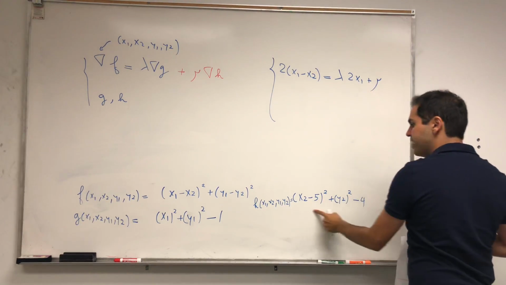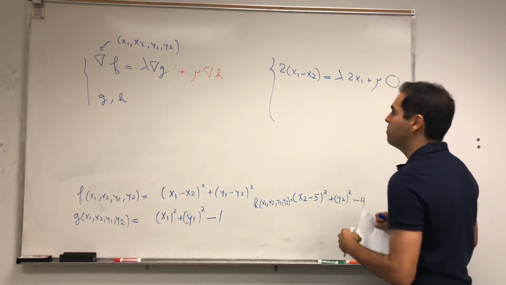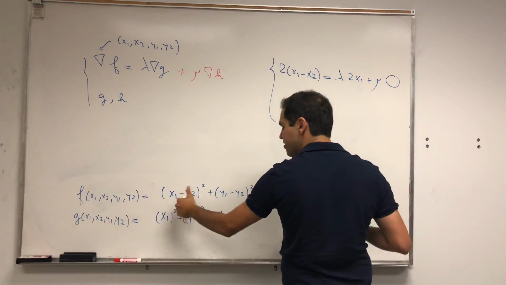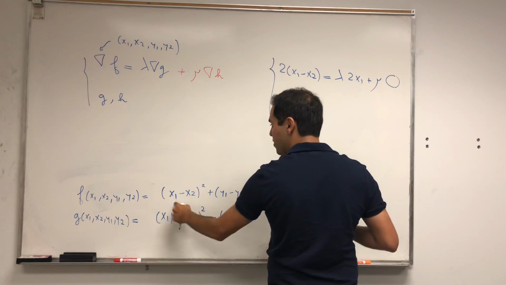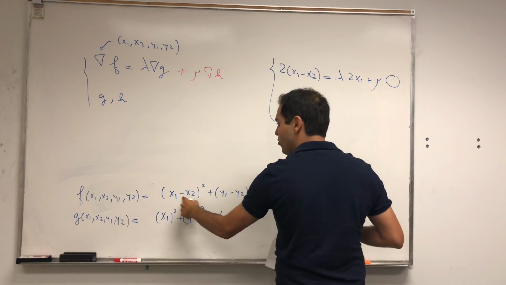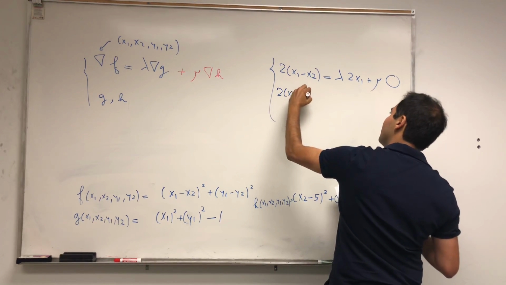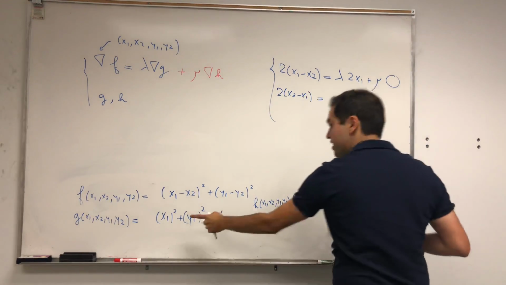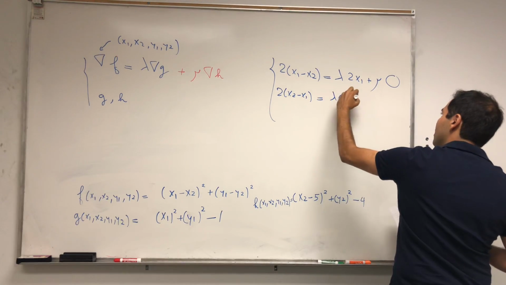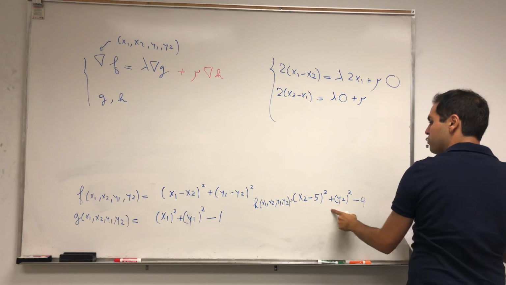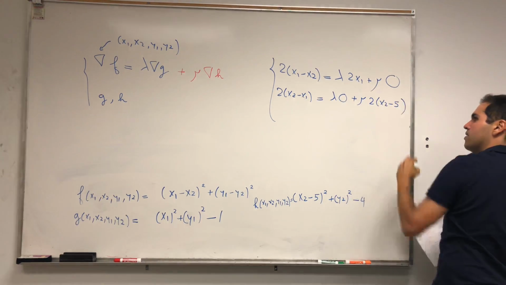And the nice thing is, h doesn't depend on x1 at all, so this gradient is 0. And now let's do the same thing. So gradient x2, so it's 2 times x1 times x2, but with this minus, becomes 2 times (x2 minus x1). And this now doesn't depend on x2, so it's lambda times 0.